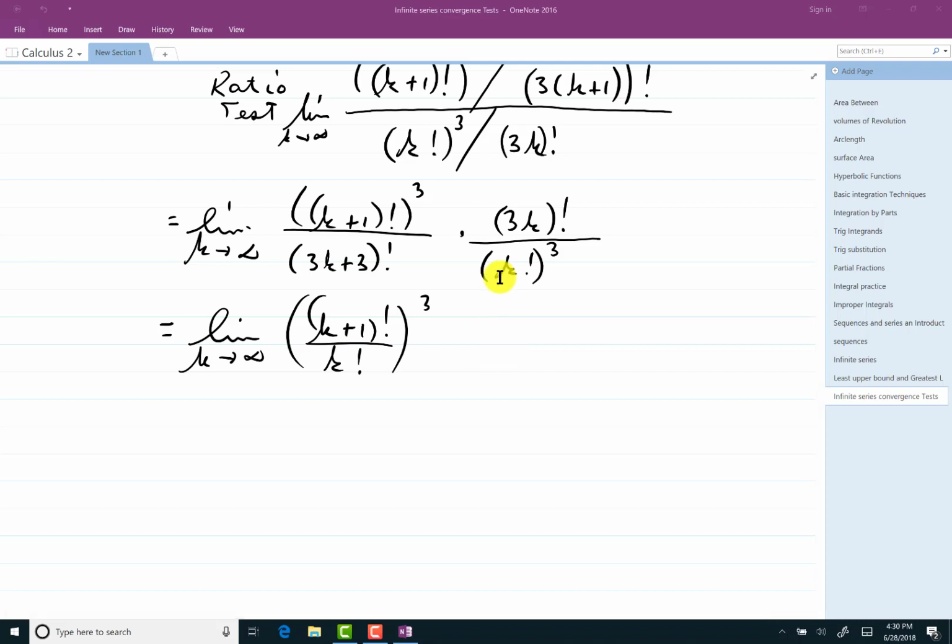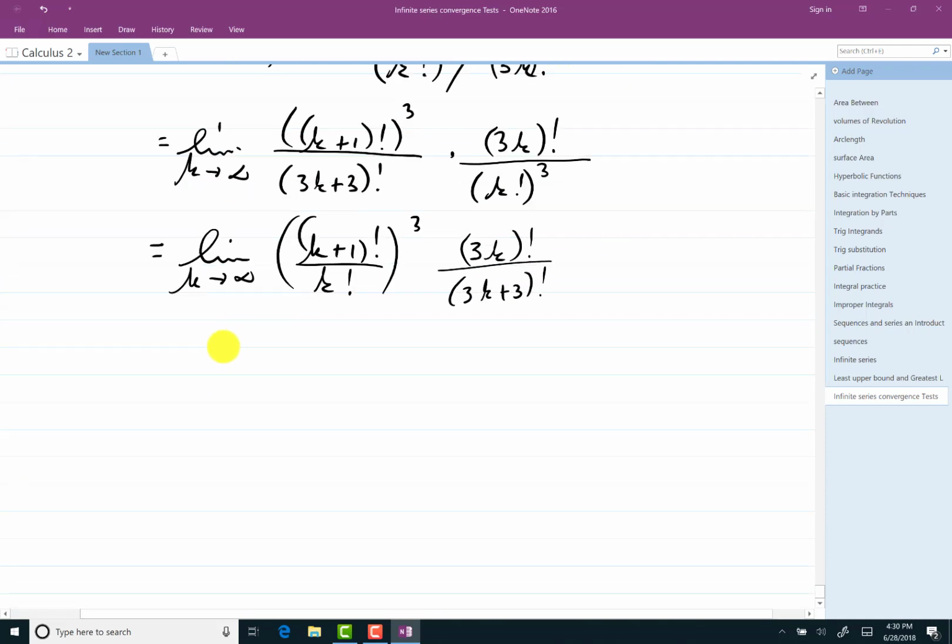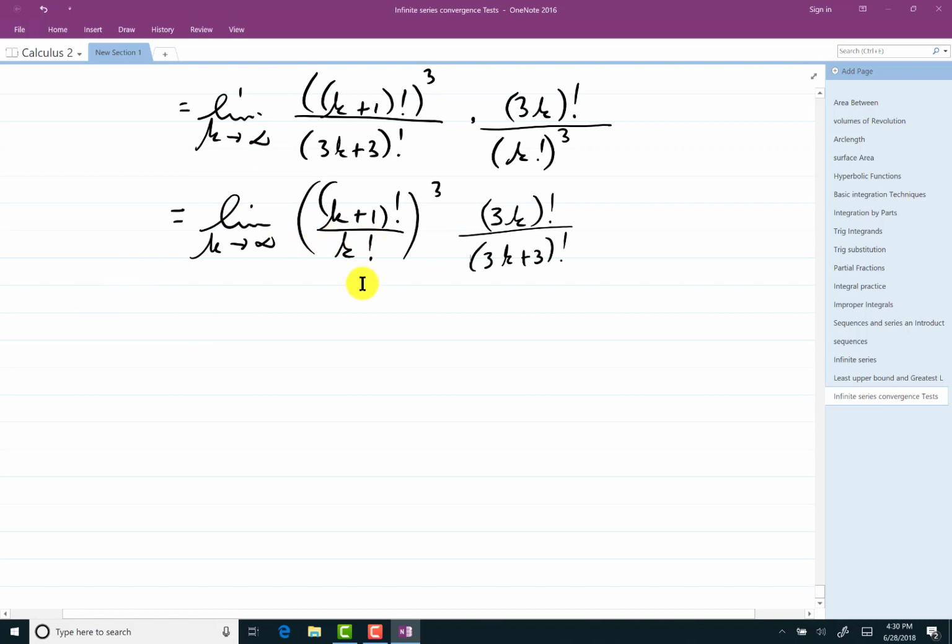3k factorial. I think I'm going to mix that with the other factorial, so I'll get 3k factorial divided by 3k plus 3 factorial. I'm figuring a lot of students will make a mistake on this portion of it and not do it correctly. Now, let me go ahead and do some canceling in there of the limit as k goes to infinity.